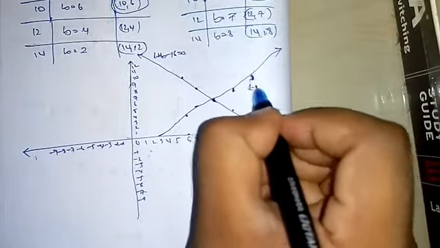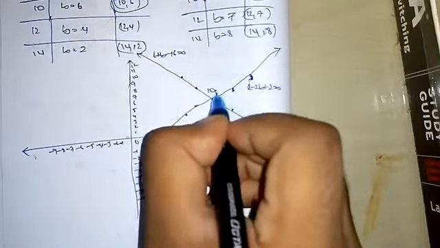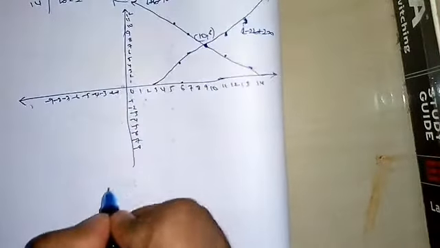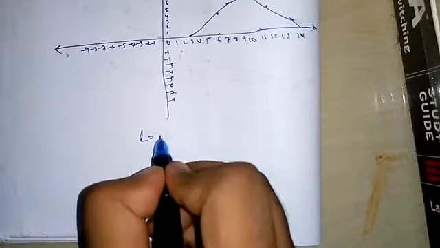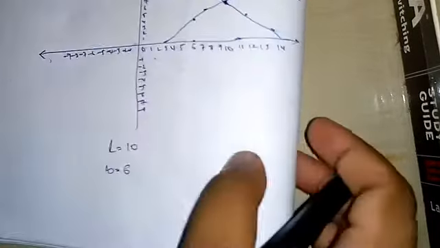This is L minus 2b plus 2 is equal to 0. Here the solution is 10 comma 6. So L length is equal to 10 and width is equal to 6 as a solution for the given problem. Now let's start with the exercise.